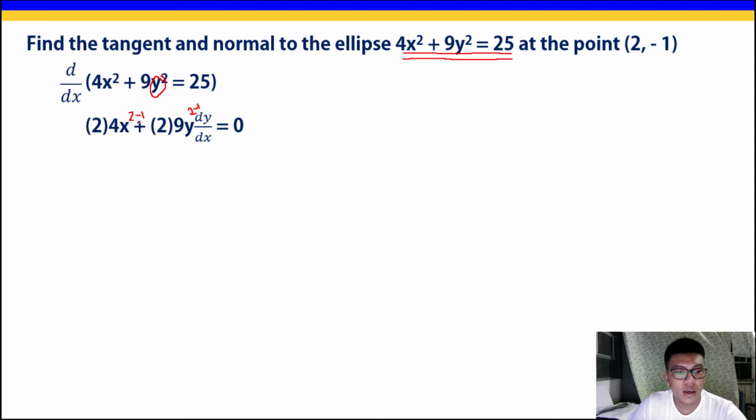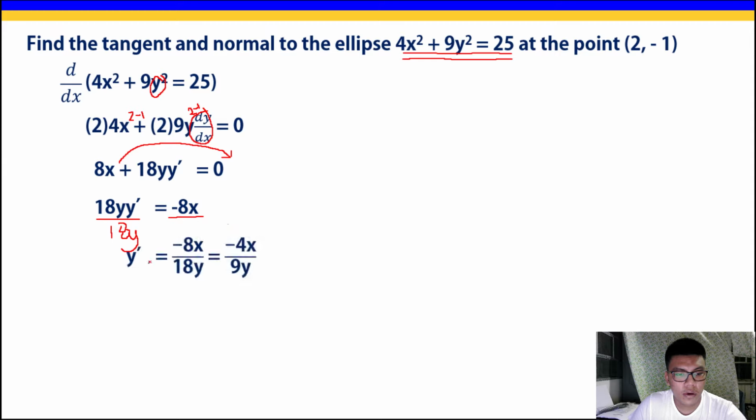So, simplifying, we have 8x. So, 2 times 4x, we have 8x plus 2 times 9, we have 18 times y. Of course, yung ating dy over dx, ginawa na nating y prime. So, solving for y prime, we have 18y, y prime is equal to negative 8x. So, nilipat lang sa kanan. So, dividing both sides, 8 by 18y.